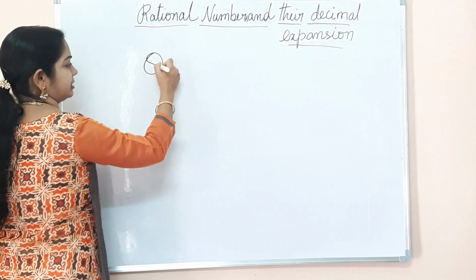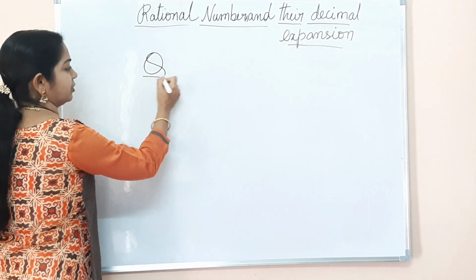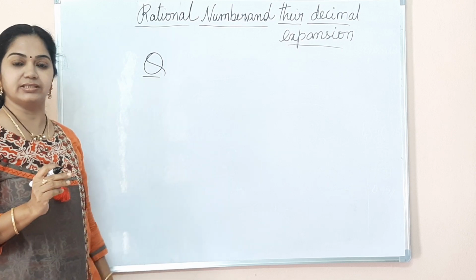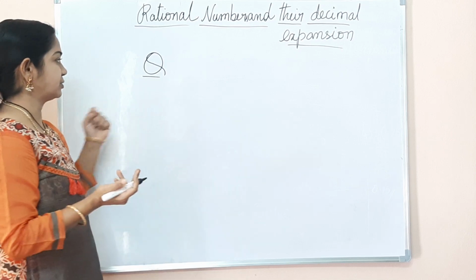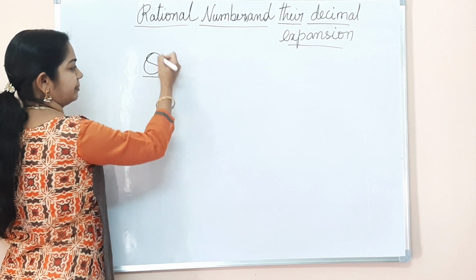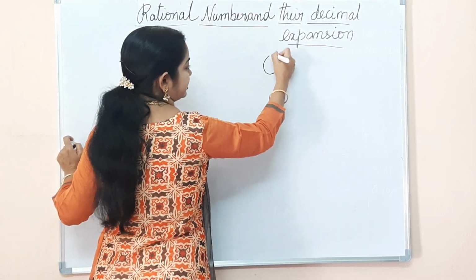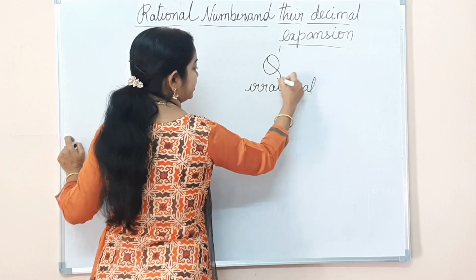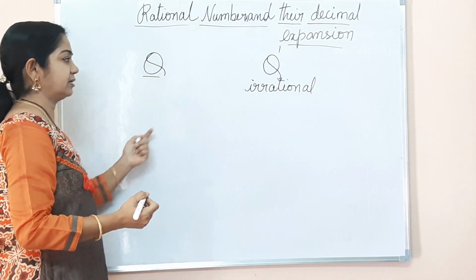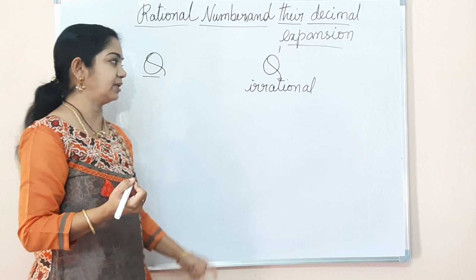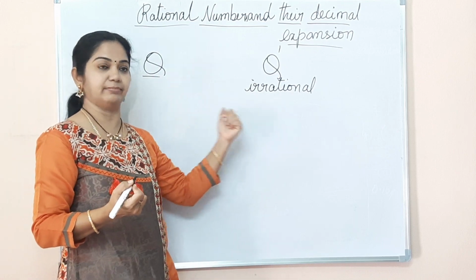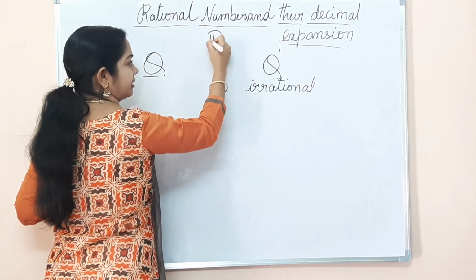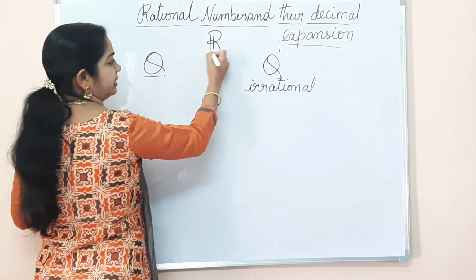Rational numbers are represented by capital Q. So what are rational numbers? They are the numbers in the form of p by q, where p and q are integers and q is not equal to 0. So all the rational numbers are represented by Q, whereas irrational numbers, Q dash, are the numbers which are not represented in the form of p by q. That means they are not rational. Both the rational and irrational numbers comprise our real numbers chapter, isn't it? Chapter name: real numbers. Okay.